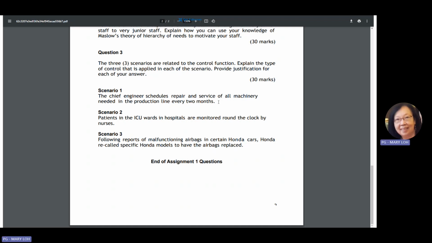So first, you must state what type of control it is. Stating feed-forward control, you will get a few marks for stating it alone, like 3 marks. Then after that, you explain what it is. And when you connect it to the scenario, you explain according to the scenario.